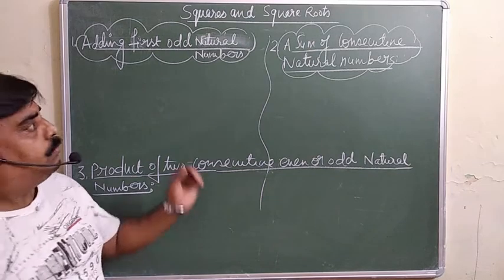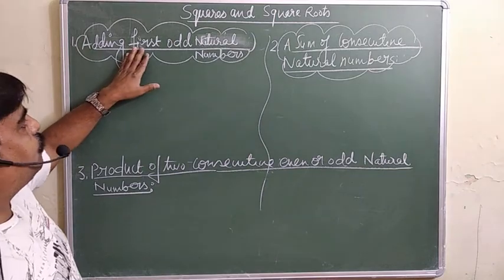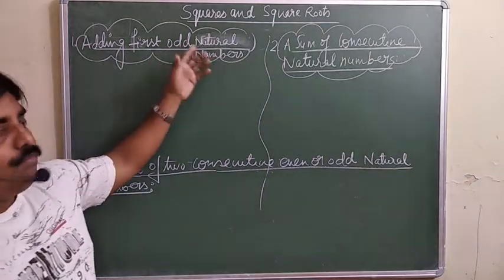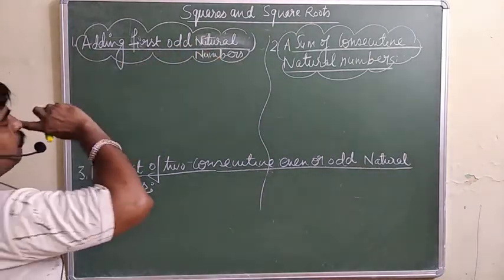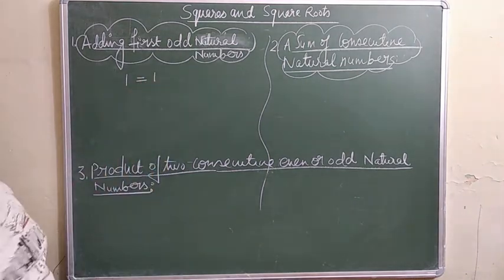Okay, now we will discuss these 3 points. First is the adding of the first odd natural numbers. First odd natural numbers you are going to add. For example, 1 you are going to add, so it will be equal to 1 only.